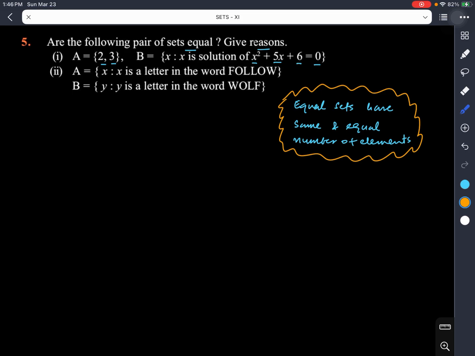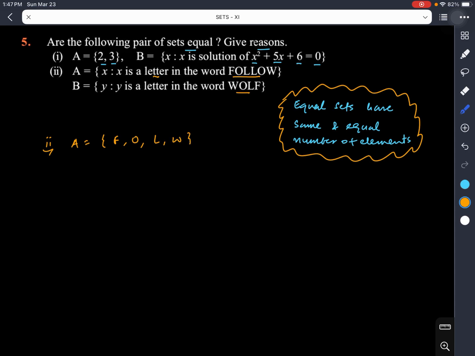which states A is a set where we are having x such that x is a letter in the word follow. B is another set where we are having y such that y is a letter in the word wolf. So if we represent set A in roster form, we'll be having elements as F, O, L, W.